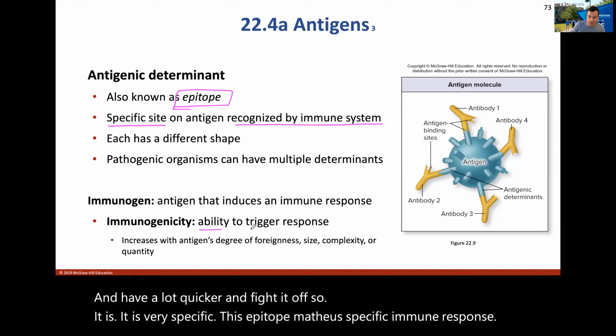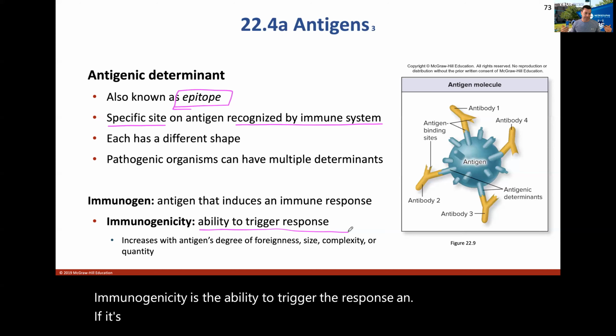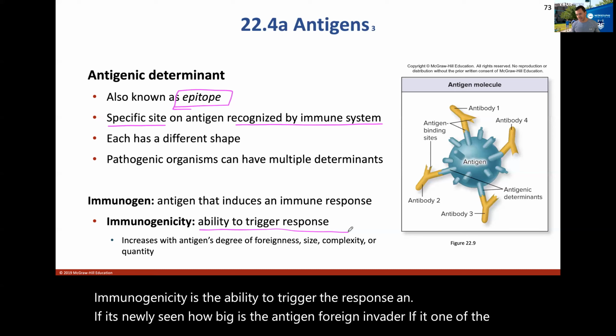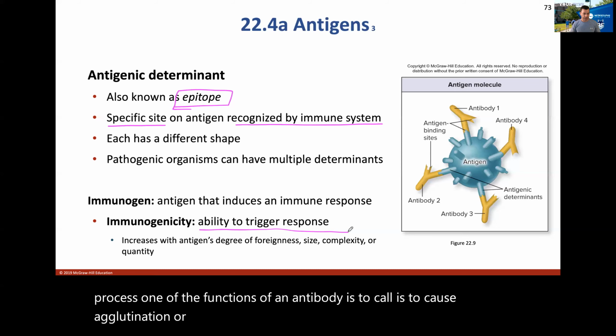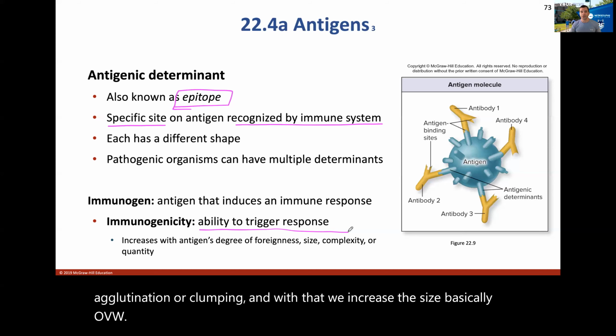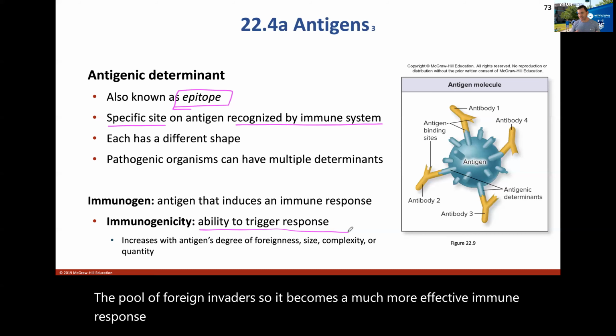Immunogenicity is the ability to trigger the response. And if it's newly seen, how big is the antigen, the foreign invader? One of the functions of an antibody is to cause agglutination or clumping. And with that, we basically increase the size of the pool of foreign invaders. So it becomes a much more effective immune response, immunogenicity, by just increasing the size of this thing.